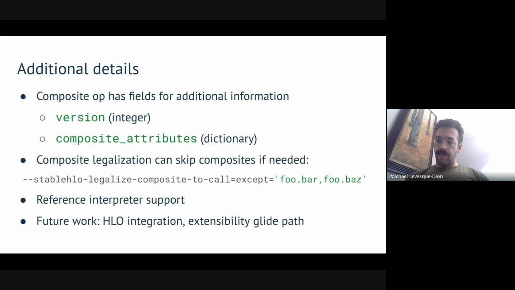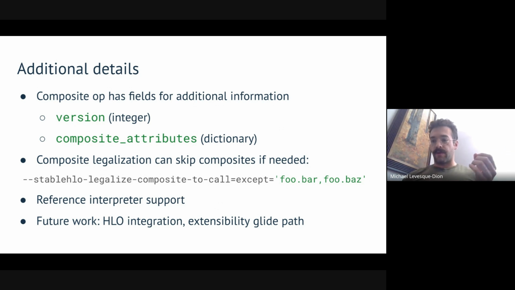All right, just a few additional details. There are additional fields on the op if you need to put additional information on there. So you can have version composites, and you can also have attributes for your composite. Like I said, the composite is really modeling an op, and so these are kind of like the attributes for the op. That's a dictionary. So if you had something like top K, for example, you could have an attribute that's K equals some integer. And then for legalization, by default, it will expand everything.